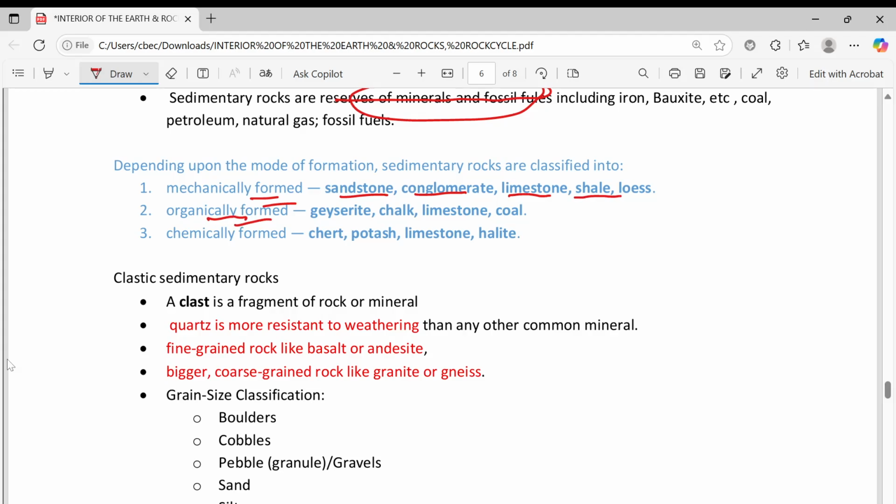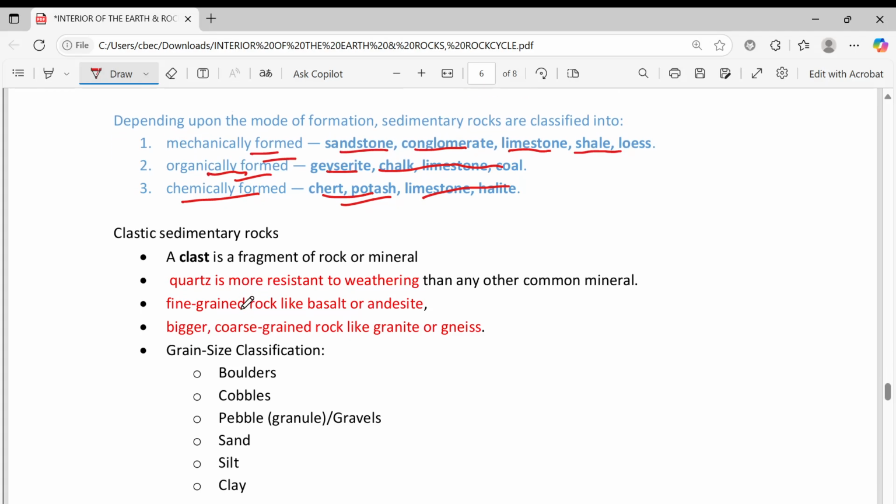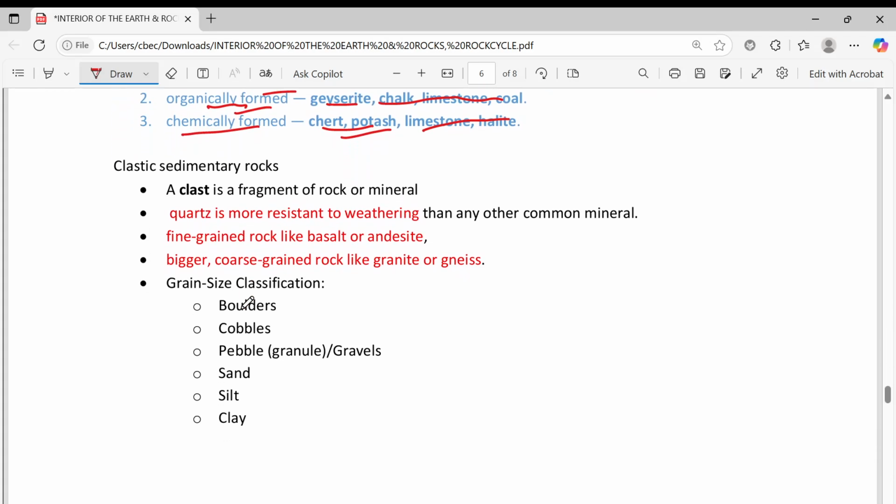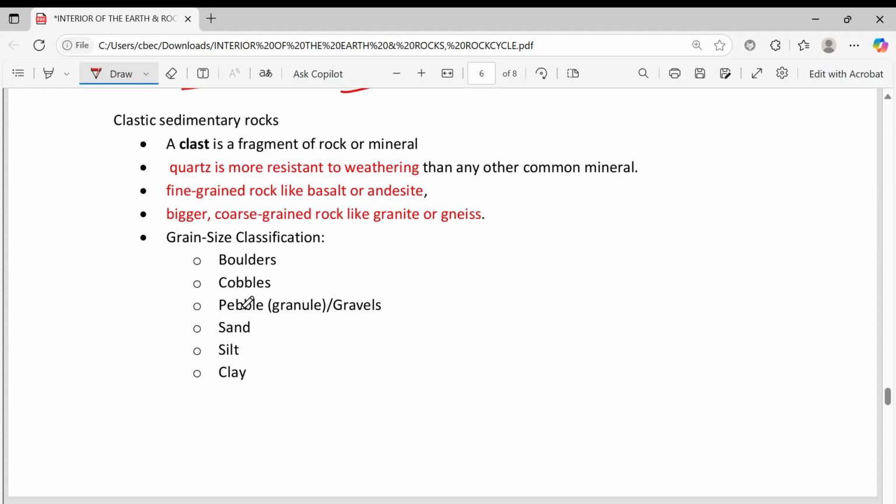Organically means biologically: geyserite, chalk, limestone, and coal. Chemically formed: chert, potash, limestone, and halite. They depend on the formation. Then a clast means a fragment of rock. Then quartz is there; it is a sedimentary rock. Quartz is very important and is resistant to weathering.